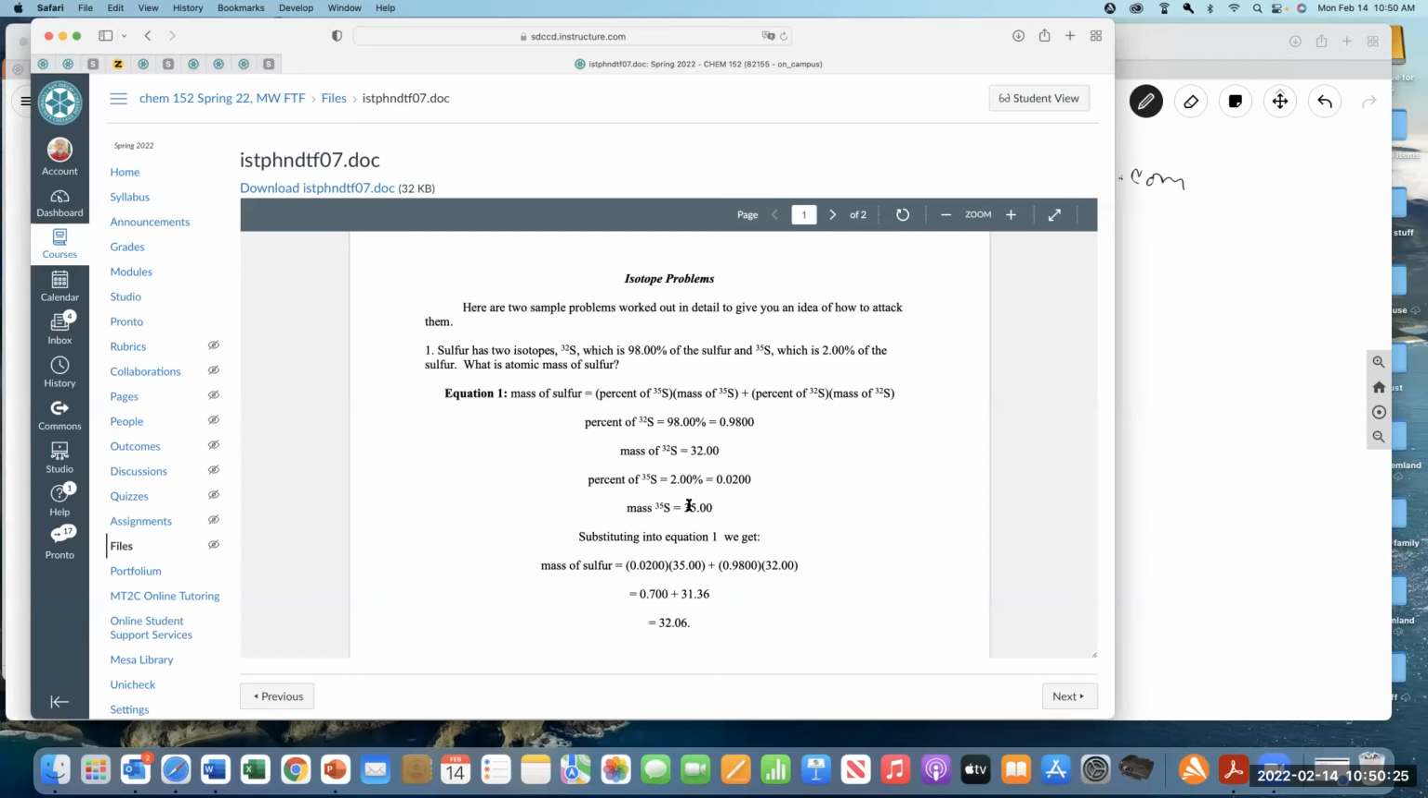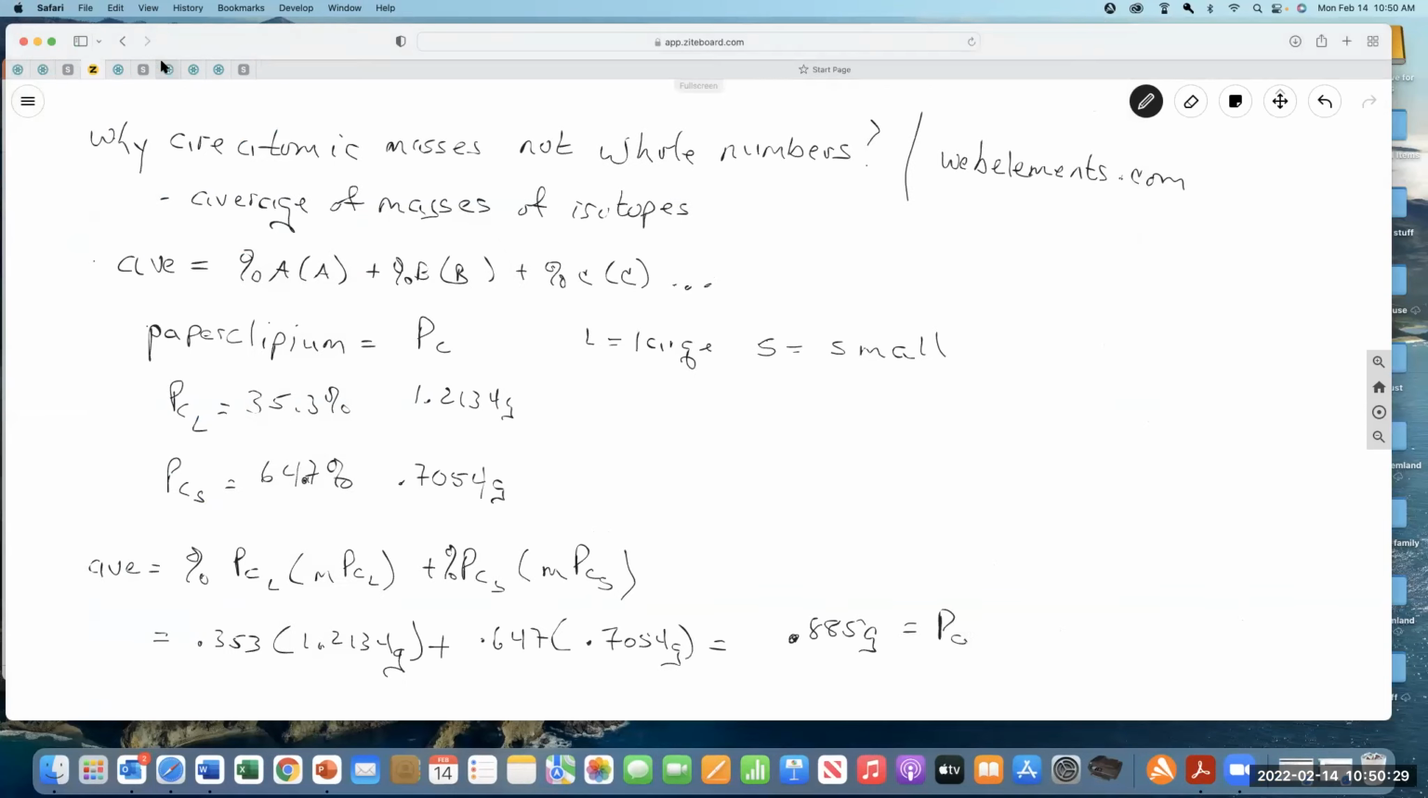Now, what's really interesting about this, let me ask you a question. I have here in my hand a pile of paper clips, large and small. If I reached into this pile of paper clips and I randomly grabbed a paper clip, and even if I did that 5 or 6 times, would I ever pull out a paper clip with a mass of 0.885 grams? Ever.